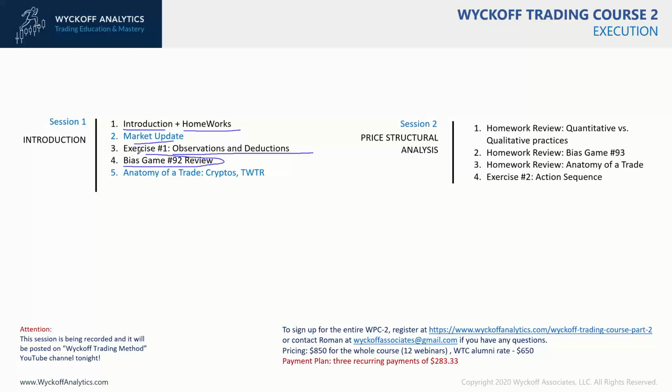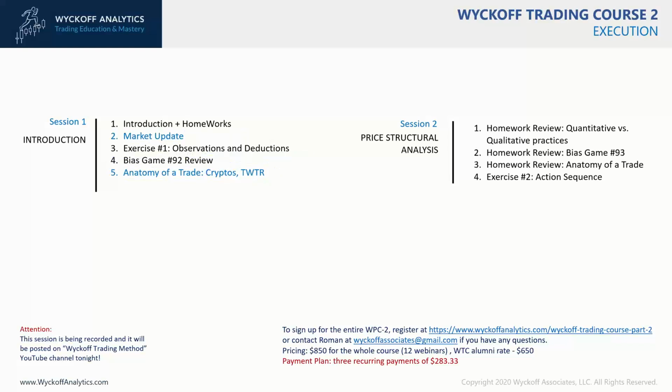Then we're going to go through the review of the bias game number 92. This is a pretty standard routine for us in this class. We go into a lot of depth analyzing the chart, so this is going to be a really good example for those of you who are a guest at this class. Anatomy of the trade, I'm going to discuss some of my trades, whether they are past trades or the current trades. So we're going to discuss some trades in cryptos and then some trades in Twitter.